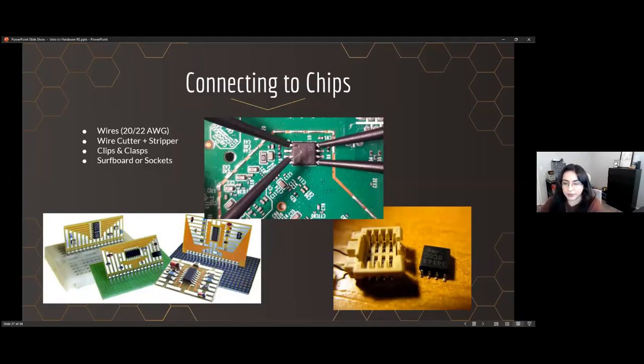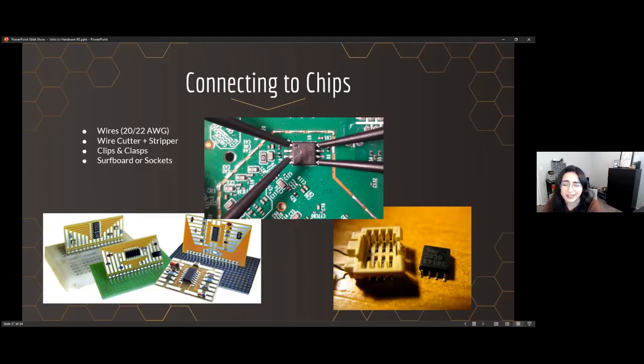But what happens when these pins are very, very small? Usually you'll have to get some very small gauge wires, like 20 or 22, maybe even smaller, but if it was that small, I probably wouldn't do it. I call it giving the chip pigtails. You just solder your wires onto the chip itself and have them fly out so you can use whatever connectors you have.